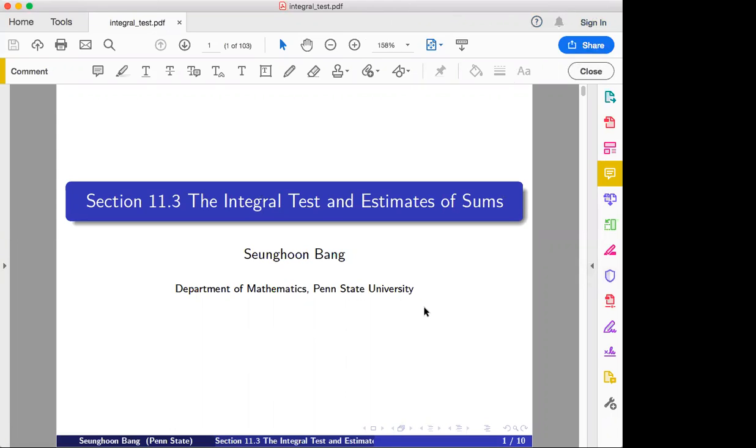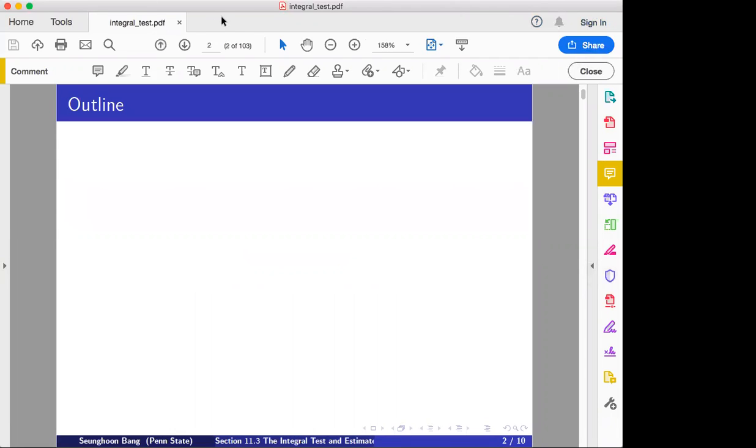Today, I will talk about section 11.3, the integral test and estimating of sums. This is the outline. First, I will talk about what the integral test is. Second, what is the p-series? I will give some examples.